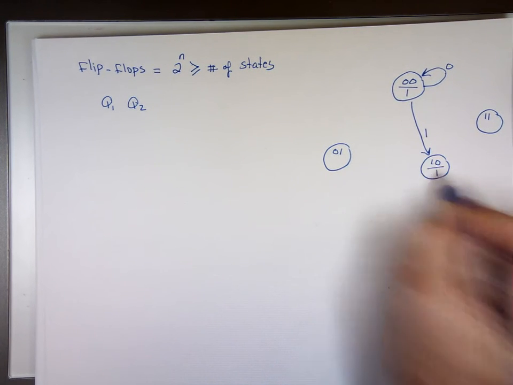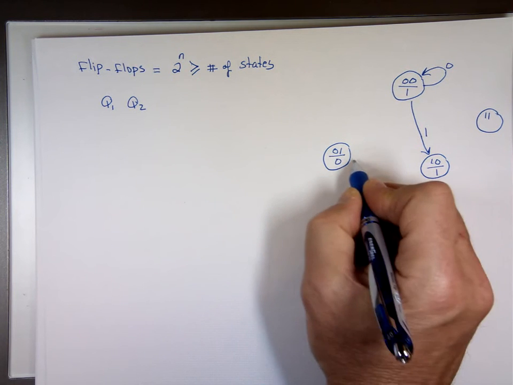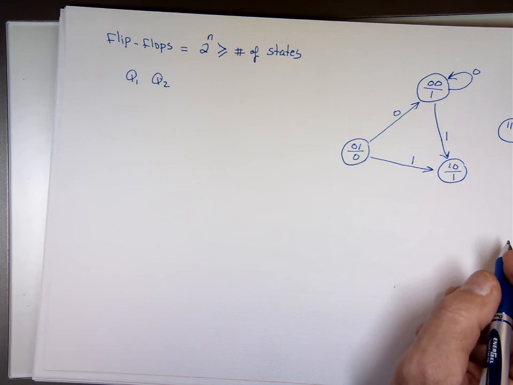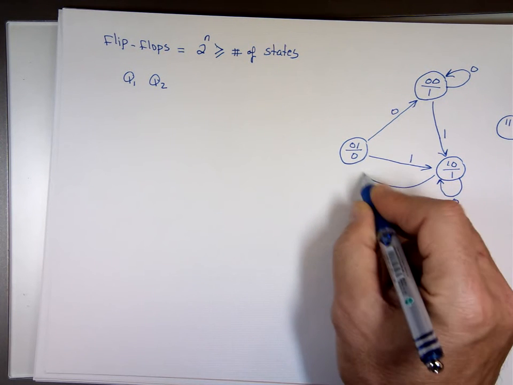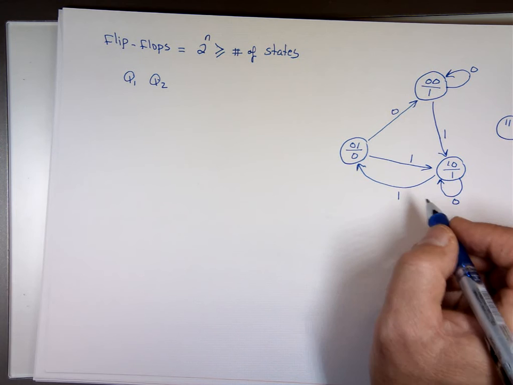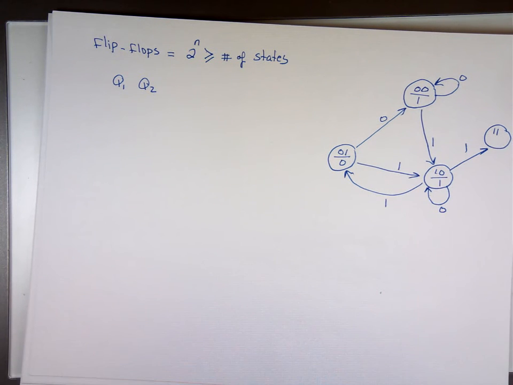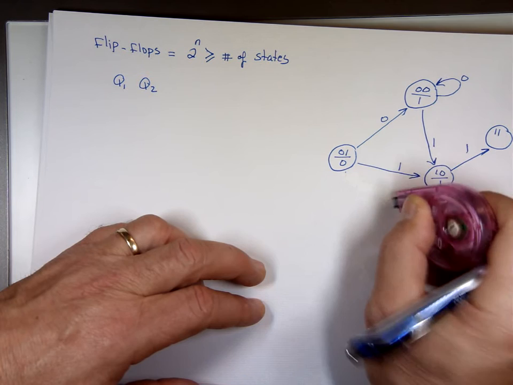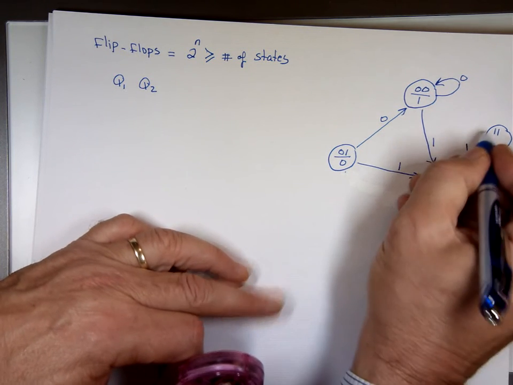I'm just making things up. If I'm at state 0 1, your output is 0. But if your input is 1, you go to this one. If your input is 0, you go right there. If you are at this state, your input is 0, you stay here. But if it's 1, you go back here. If it's 1, I'll go right there. It really doesn't matter. I'm just trying to graph different options. If you have this state and your input is 0, you go right here. And if it's 1, let's bring it back here.